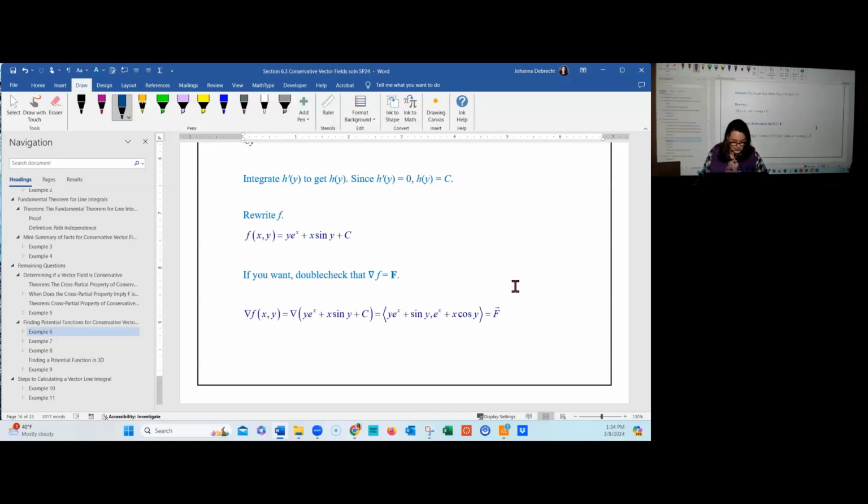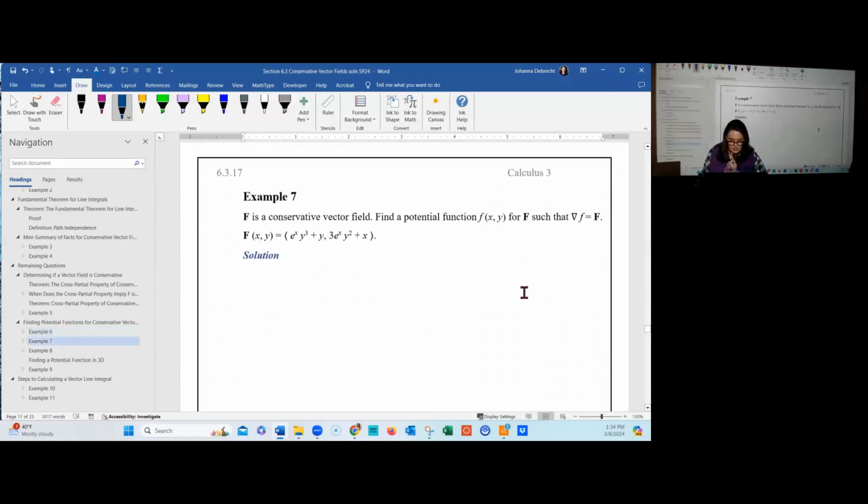Let's go ahead now and take a look at example 7. In example 7, we are again told that F is a conservative vector field, and we're given the representation of it. It's a two-dimensional vector field, so we have P, e to the x y cubed plus y, and Q, 3 e to the x y squared plus x. And we want to find a potential function, lowercase f, such that del of f, the gradient of f, is equal to the vector field. Go ahead and evaluate now, then turn the video back on and we'll work it together.